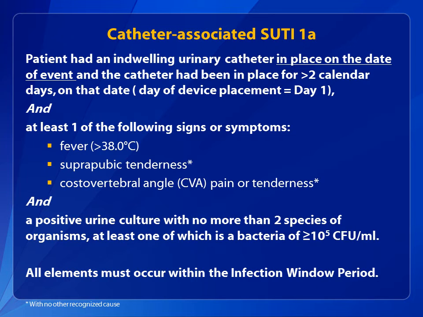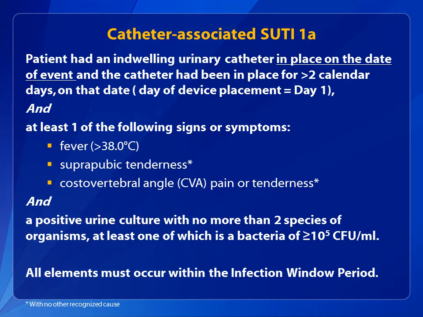CAUTI criterion 1A is used for patients who had an indwelling urinary catheter for greater than 2 days and a catheter is still present on the date of event. Note that the day of catheter placement is day 1 for counting catheter days.